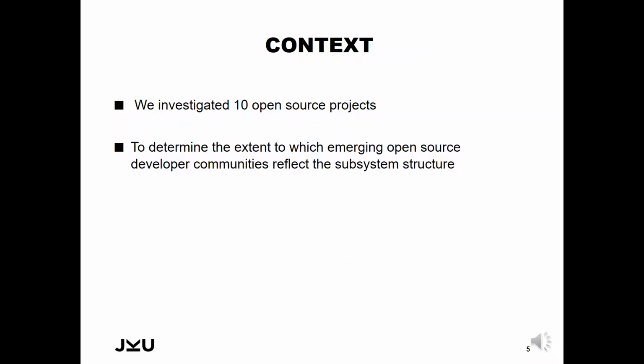We investigated in 10 open source projects the extent to which emerging open source developer communities are aligned with the subsystem structure. This perspective is useful for practitioners and researchers, who could use such information to identify subsystems where developers coordinate insufficiently.